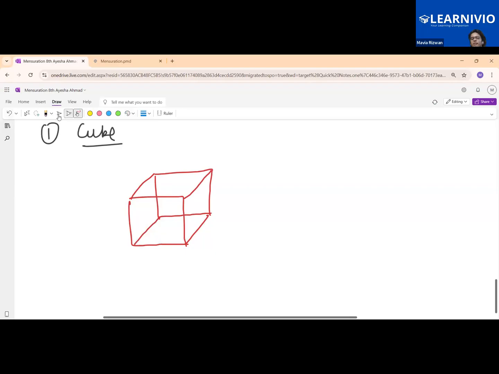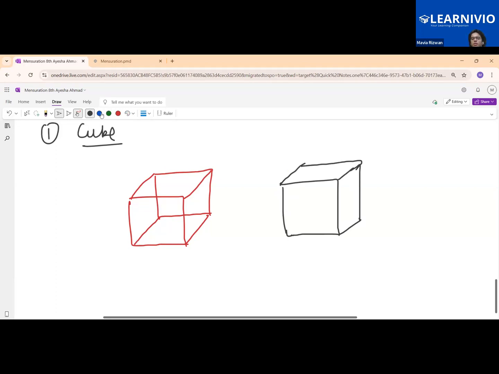Aisha, are you there? Yes, sir. Okay. See, but in real, this would look like this. Wait, I'll draw another one. In reality, if you look at a cube, it would look like this. Okay, this is how a cube looks like, kind of. Like you must have seen a Rubik's cube, right?